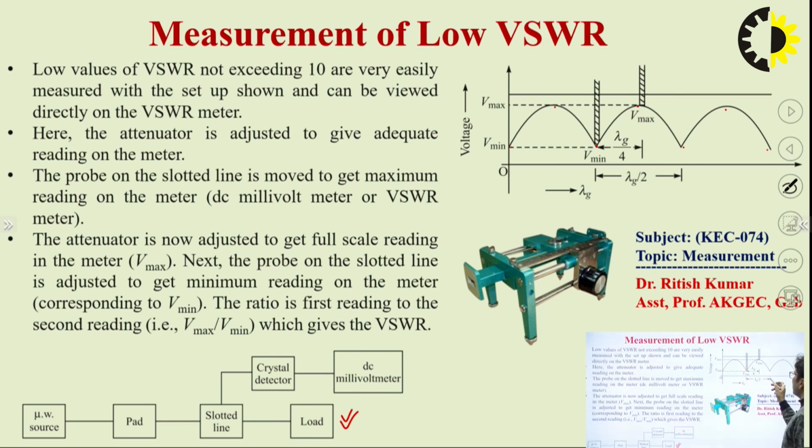This pattern is drawn here, where the x-axis represents the distance and the y-axis represents the magnitude of the voltage of the signal. Here we mention lambda g by 2, because the distance between two minima is always lambda g by 2. And why do we take lambda g? Because we are dealing with the experiment on a waveguide, and a waveguide is a guided medium, that's why we have to take the guided wavelength here.